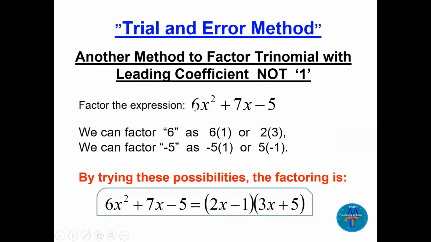Okay, here, let's take 6 and find the factors. 6 and 1, 2 and 3, or 3 and 2. Take the minus 5 and 1, 5 and minus 1. Then you have to try. It's called trial, we try. If you make an error, you try again, try again, until you get the answer here. So 6x squared, I can try 2x, 3x, or 3x, 2x, or 6x, 1x. Then I take the 5, try minus 1 and 5, 1 and minus 5. Then you have to multiply until you get 7x in the middle.